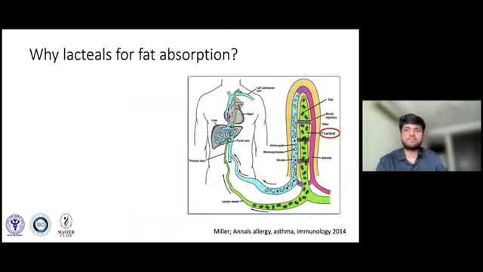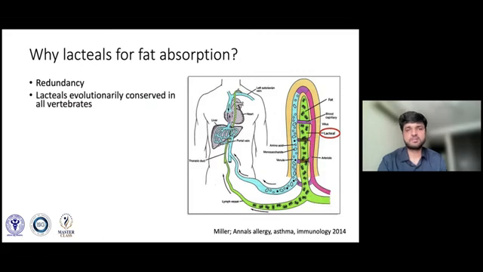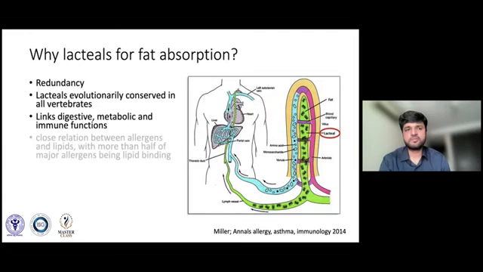And you might wonder, why do we have these lacteals? So a lot of people have tried to give explanations. One is that there is redundancy in the pathway, and that helps in case one of the pathways is blocked. However, lacteals are evolutionarily conserved in all vertebrates, and they provide a link between digestive, metabolic, and immune functions.